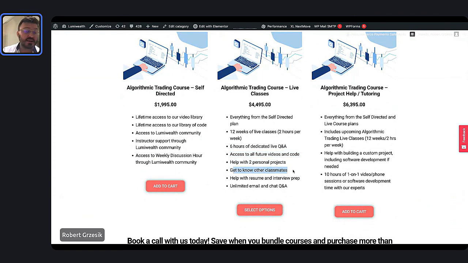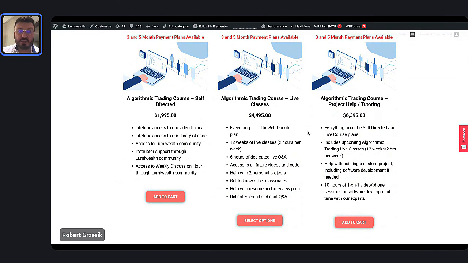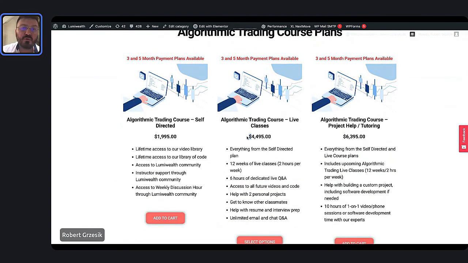You get to know other classmates. We're very collaborative. We spend a lot of time trying to get everyone to know each other. You get help with your resume and interview prep. If you're doing this to try to help you get a job, we can actually help you with that as well. And you get unlimited chat and email Q&A. We'll help you out with whatever you need help with, right? This is about $44.95 for this class. And again, 3 and 5 month payment plans are available if you need that, right?